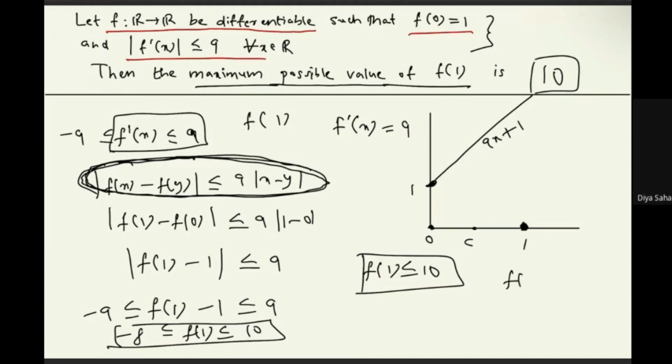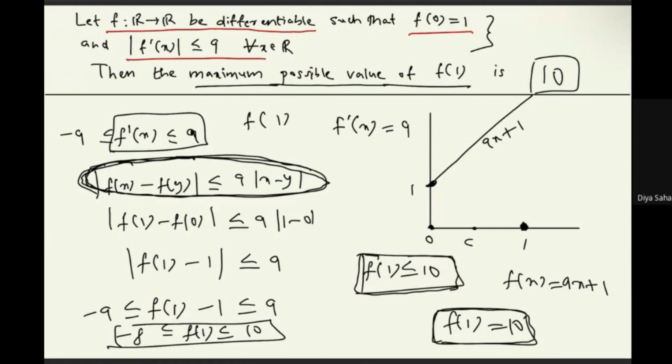So f of x equal to 9x plus 1 satisfies all these properties, and f of 1 is 10 there. So it is attained for some function at least. We proved that any function satisfying those properties satisfies f of 1 less than or equal to 10. Also, we came up with a function which satisfies f of 1 equal to 10. That is why the answer is 10. Otherwise, maybe there does not exist such a function, and then we can't say 10 is the maximum value. Maybe 9 is the maximum value. We don't know. So it's our job to ensure that there is at least one such function. I hope you got the point.